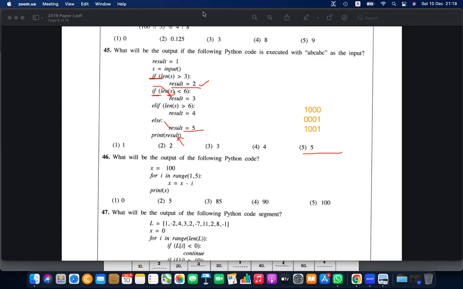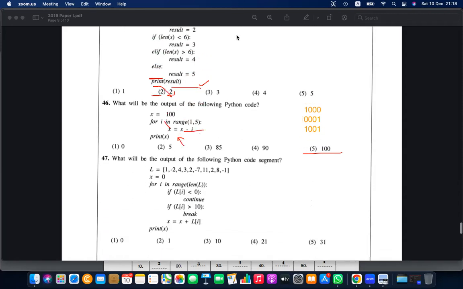Okay, that's it. The next one. So what is the output of the following? This paper, I guess it is easy. These Python codes are easy. What will be the output of the following Python code? X is 100. For i in range 1 to 5, it's 5 times. X equals X minus i, and print X.